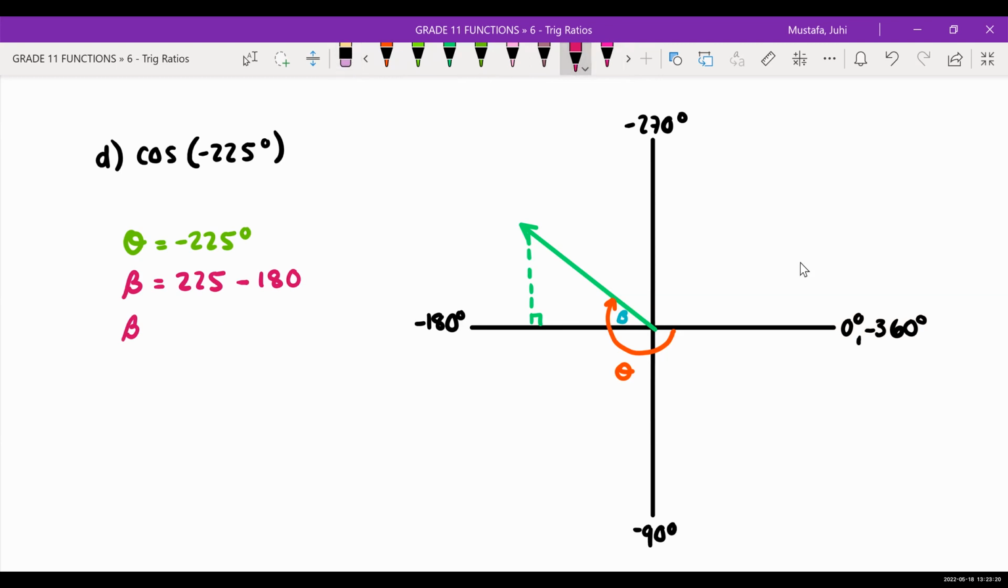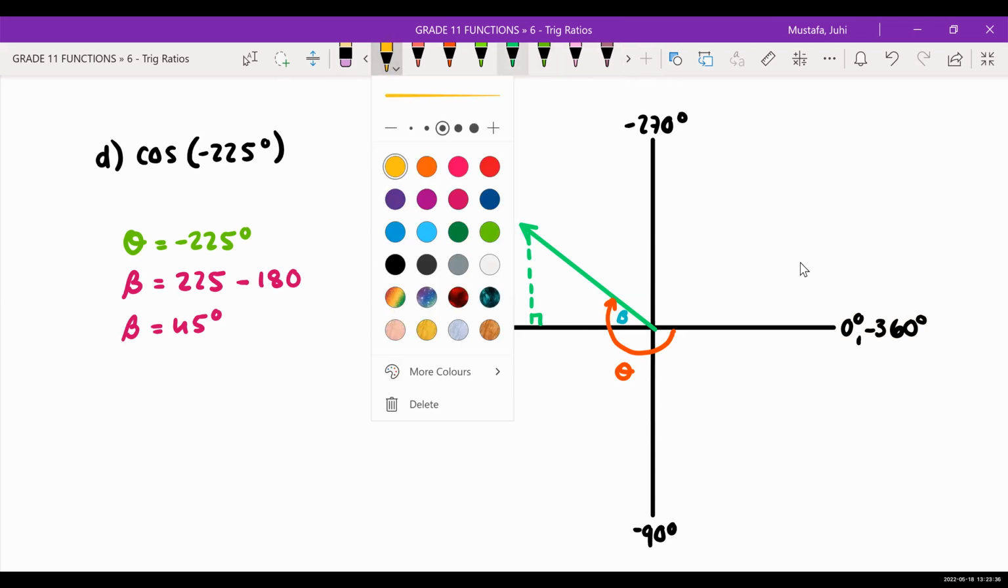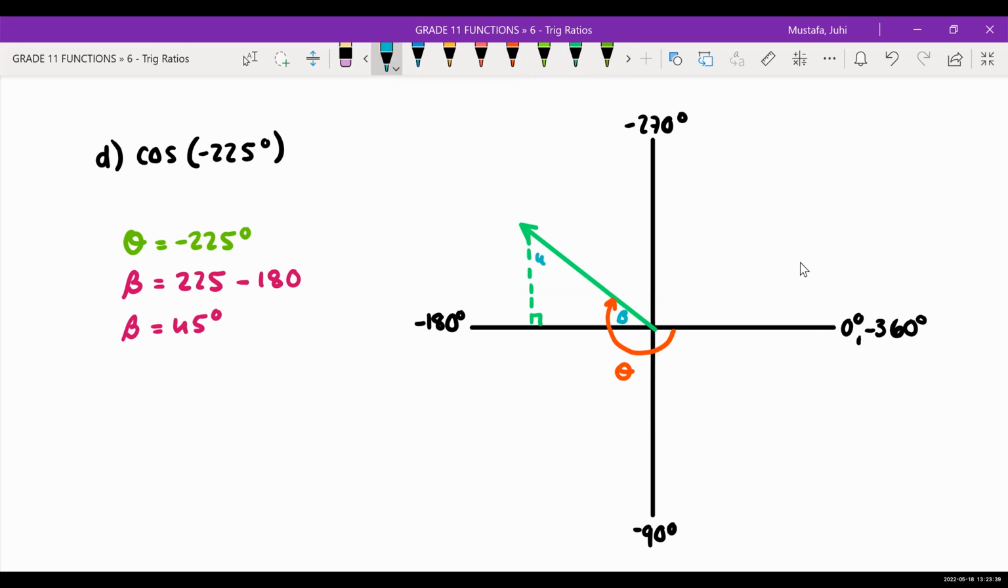Beta and theta can be. Yes, it can. They can definitely overlap. So we get 45 here, and then we have 1, 1, root 2. Okay, so cos is adjacent over hypotenuse, and that is negative 1 over root 2, which is just going to be negative root 2 over 2.